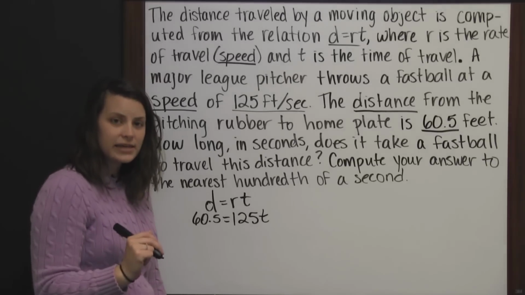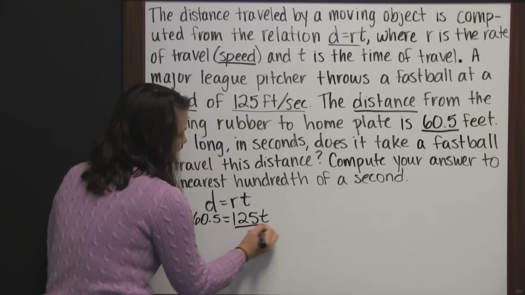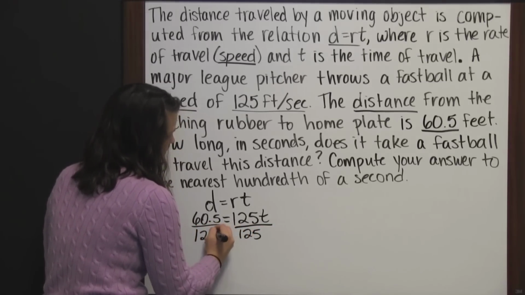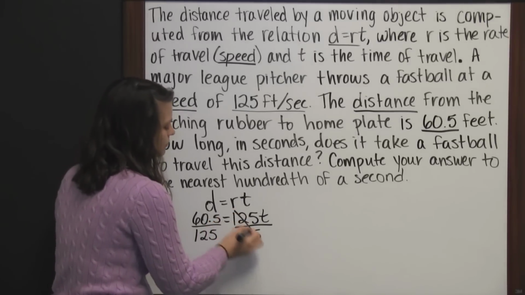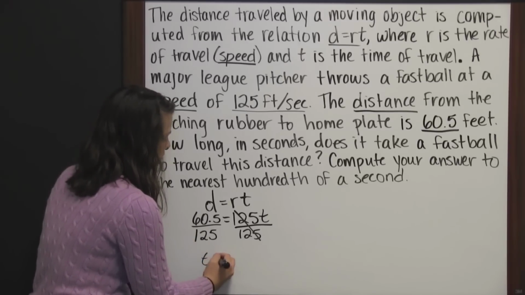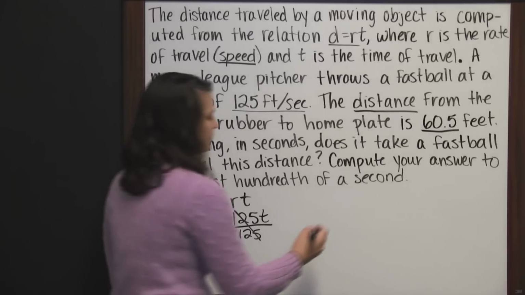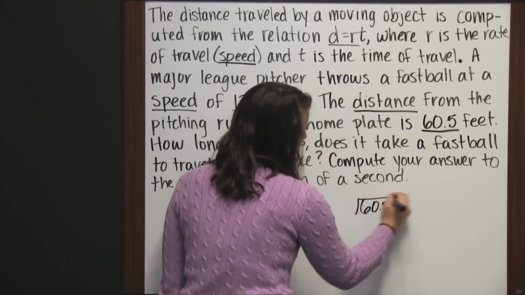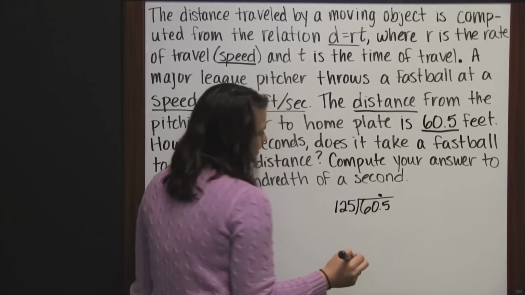So in order to find t, to find time, we need to solve for t by dividing both sides by 125. 125 divided by 125 is 1, times t is t. So to find our answer, we need to divide 60 5/10 by 125. So I'll work it over here. 60 5/10 divided by 125. So that decimal goes right there.